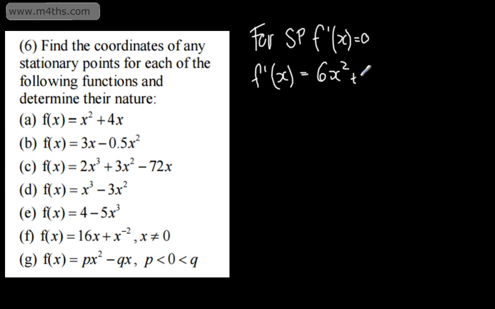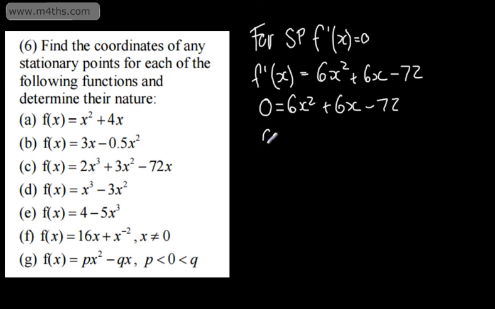Okay, let's look at the next one. In question C, f of x is equal to 2x cubed plus 3x squared minus 72x. This is a cubic equation. So I will write it out, because I'll just do this for the first few. For SP, we can say now that f dashed of x will be equal to 0. So f dashed of x, differentiating, we're going to have now 6x squared plus 6x, then subtract 72. 0 is equal to 6x squared plus 6x minus 72.